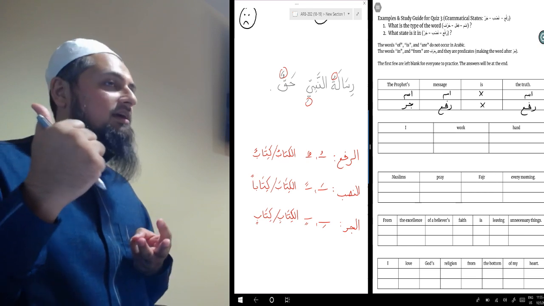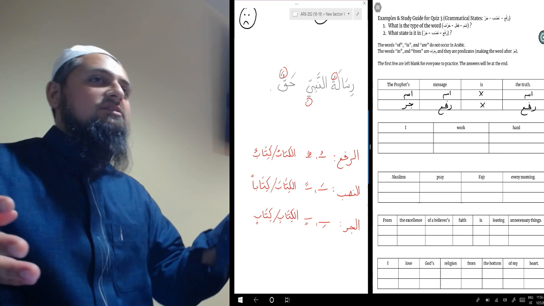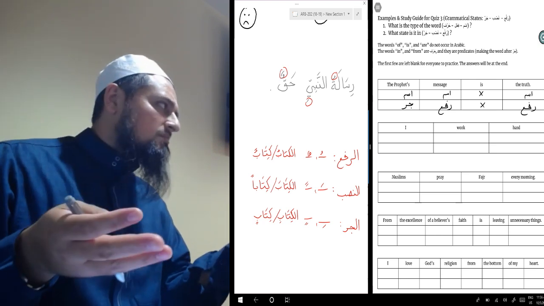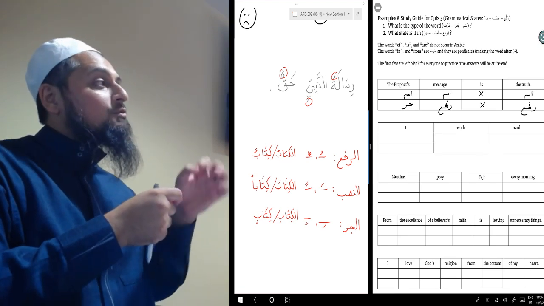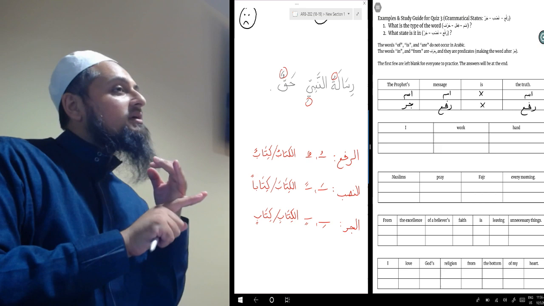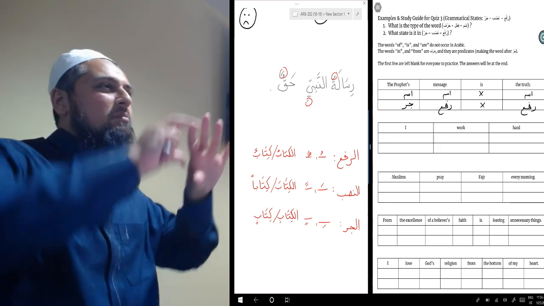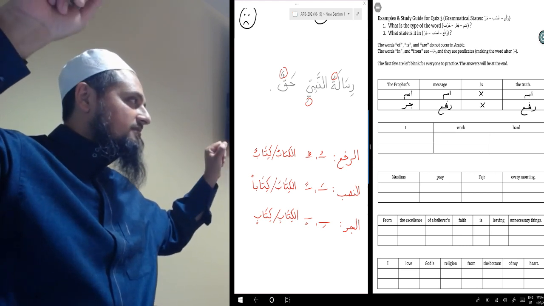Marfu'. Right? If something is an extra detail of a sentence, meaning it's not the subject, nor is it a verb, nor is it a predicate, it's going to be what? Mansub. Right? And if it comes after a preposition, or it comes after the word of, it's going to be majroor. Does that sort of make sense? That's the summary he's giving you of the entire concept of Arabic grammar.